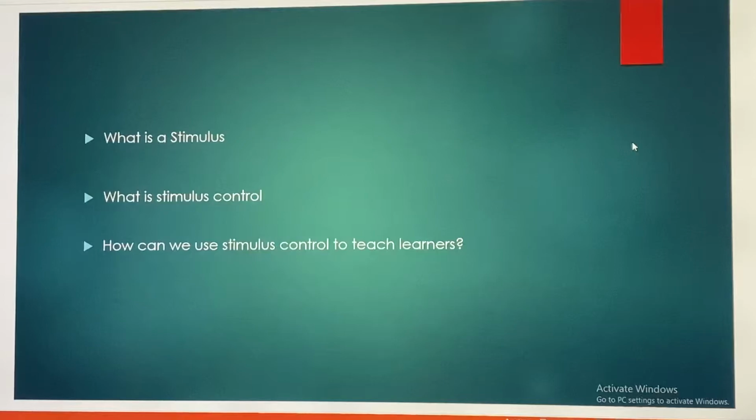So what is a stimulus? A stimulus is anything in the environment that provides a cue for a behavior to occur. For example, if I'm driving and I see a red light, this becomes a stimulus for me to stop. Similarly, when the light turns green, this is the stimulus for me to go. So again, anything in the environment that provides a cue for a certain behavior to occur.